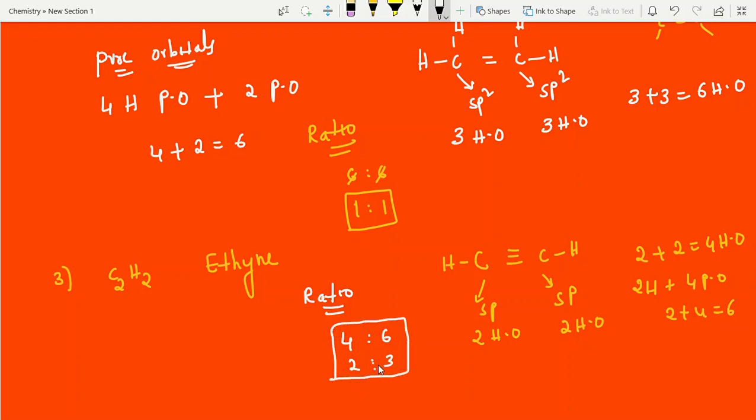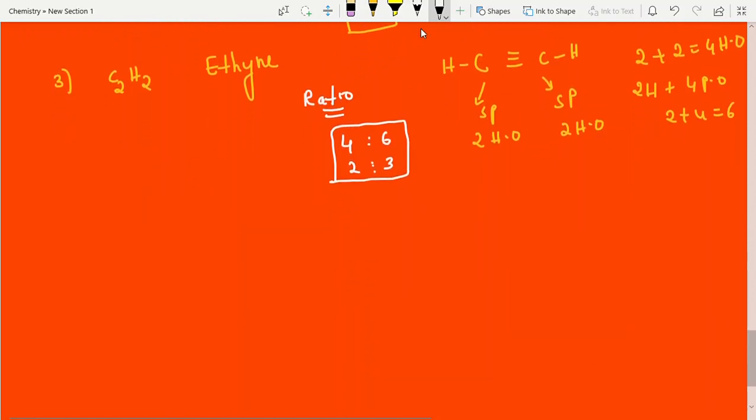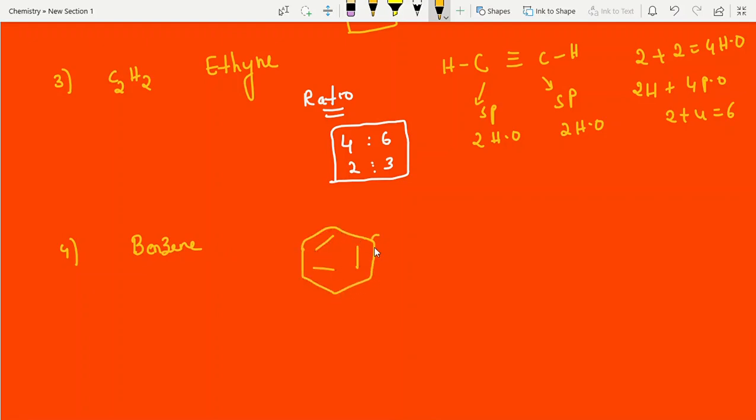Now students, the next example. Another example I am giving here is benzene. This is the benzene structure, with alternating single and double bonds. This is carbon, and each carbon has one hydrogen.